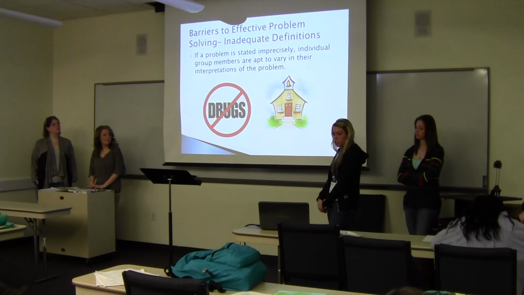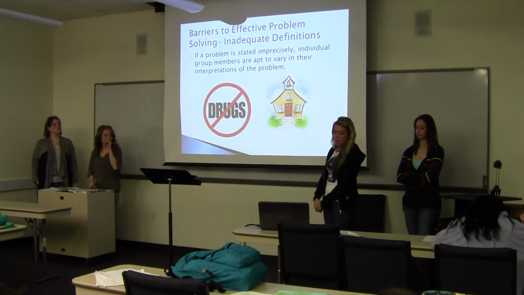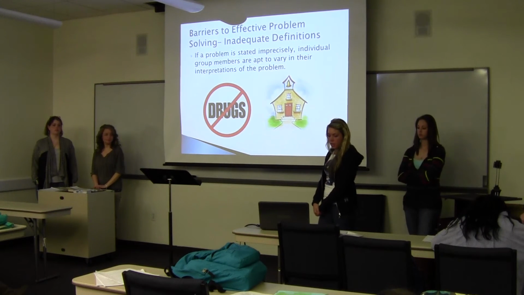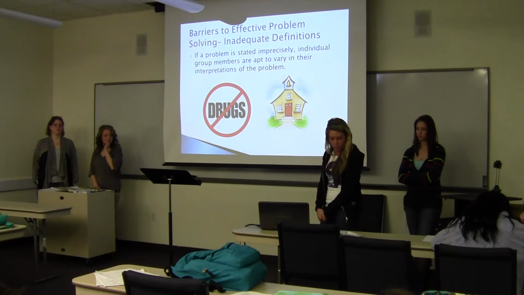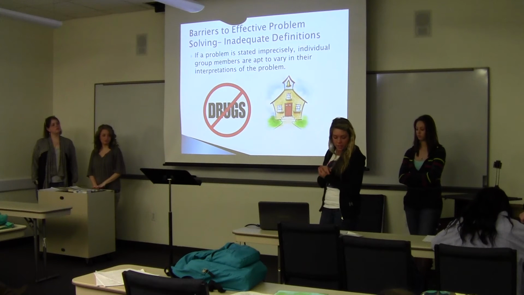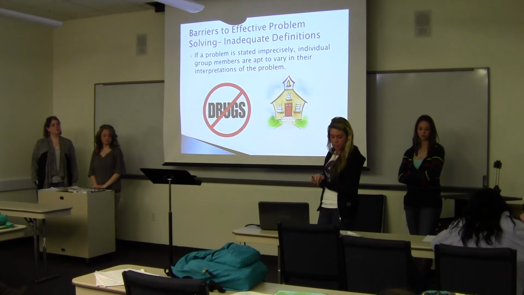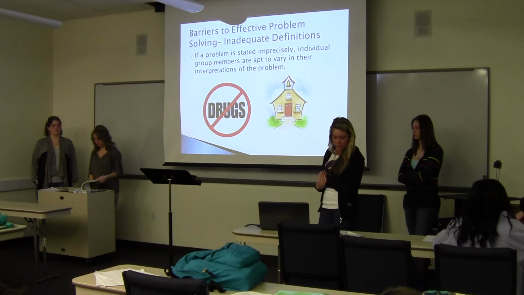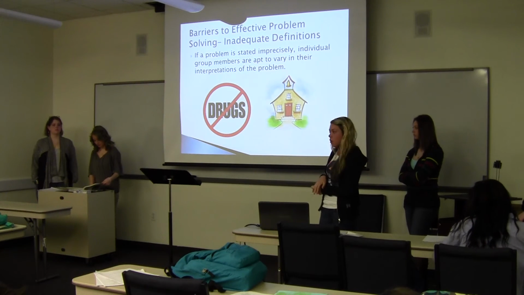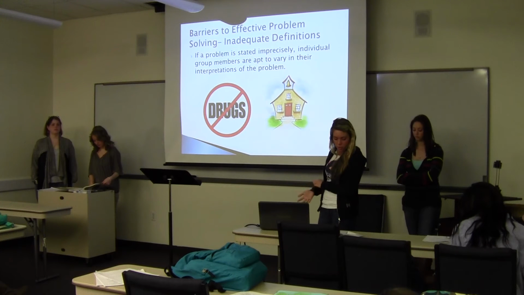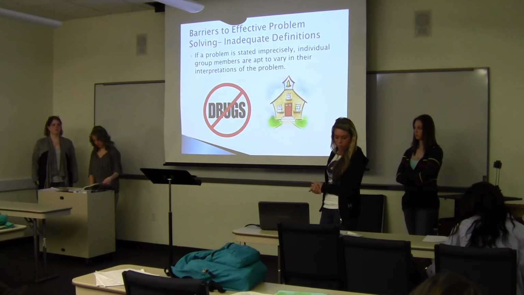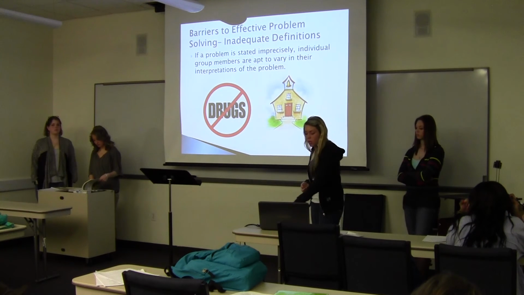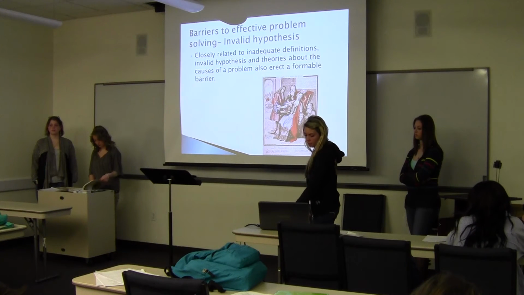Inadequate definition. So these are the barriers to effective problem solving. If a problem is stated imprecisely, individual group members are apt to vary in their interpretation of the problem. An example of that would be someone saying like children are under too much pressure in our school system. The possible interpretation of too much pressure comes from many different things. It can come from academic pressure, pressure to use alcohol and drugs, religious pressure, pressure from teachers and parents, pressure resulting from racial tension, pressure to have sexual experiences, and pressure to break the law. So you could have different interpretations of one statement.